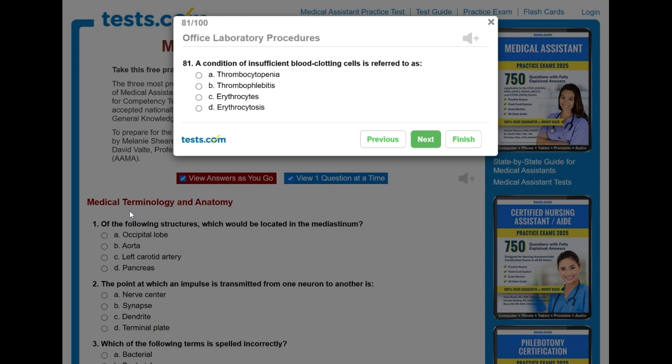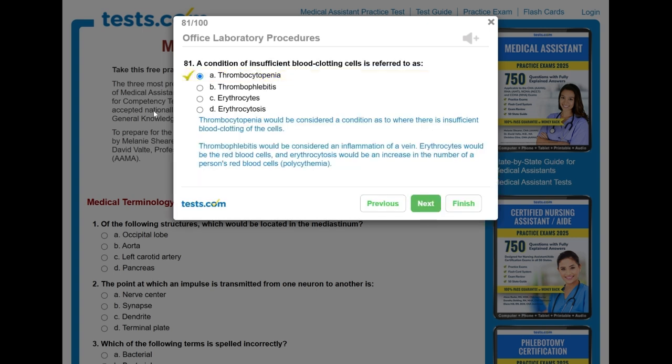Question 81. A condition of insufficient blood clotting cells is referred to as A. Thrombocytopenia, B. Thrombophlebitis, C. Erythrocytes, D. Erythrocytosis. A. Thrombocytopenia. Thrombocytopenia would be considered a condition where there is insufficient blood clotting of the cells. Thrombophlebitis would be considered an inflammation of the vein. Erythrocytes would be the red blood cells, and erythrocytosis would be an increase in the number of a person's red blood cells, polycythemia.